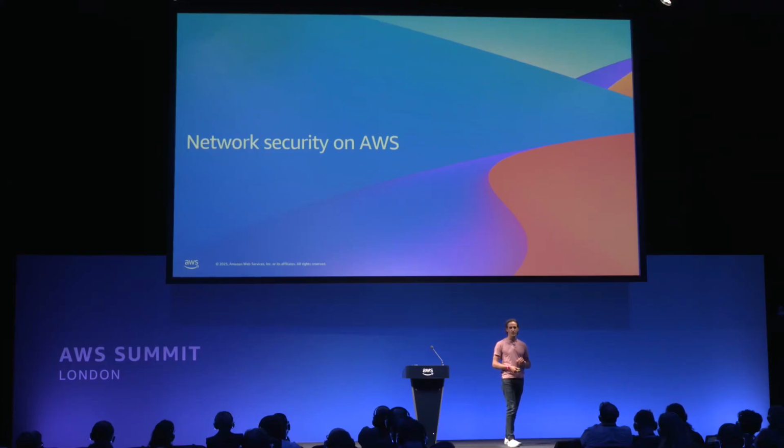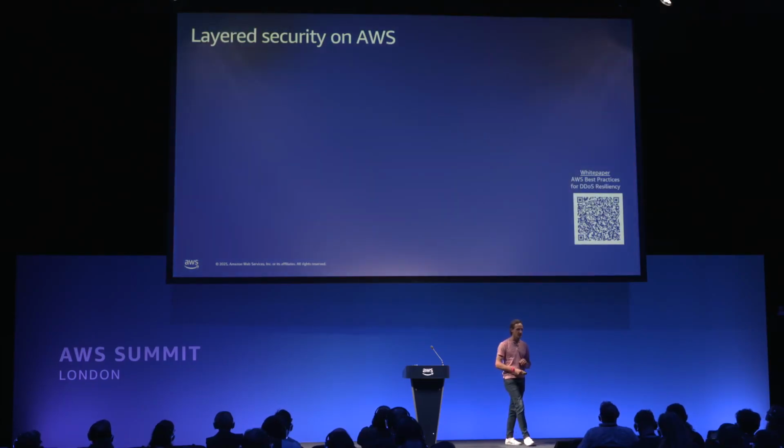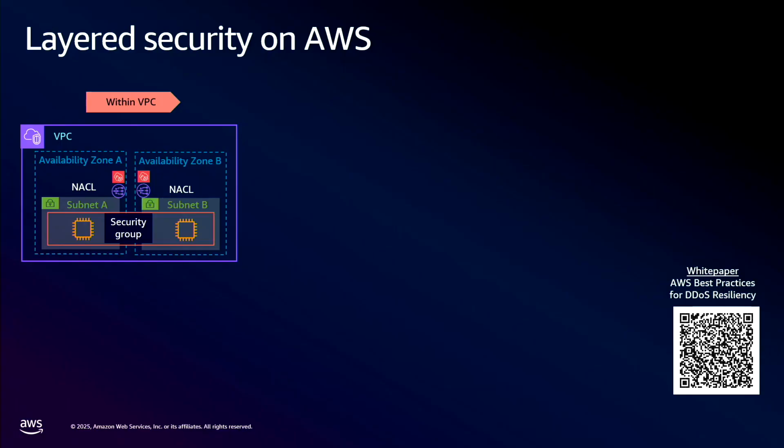Now then, no talk at AWS would be complete without a word on security, and this one is no different. So I want to talk to you a little bit about security and how you can think about that. In terms of layered security, the first thing I want to talk about is within the VPC. You have some primitives you can use here.